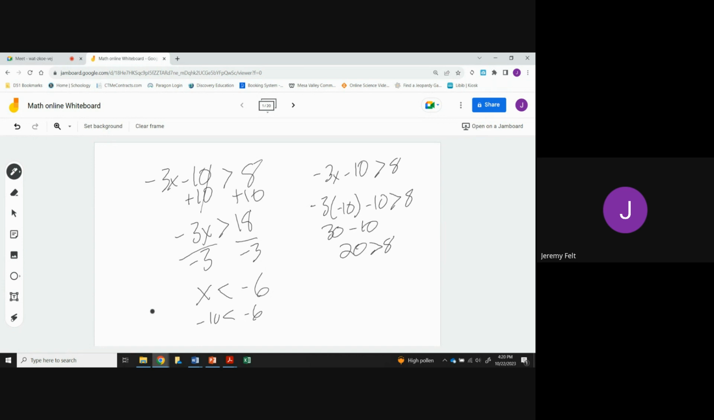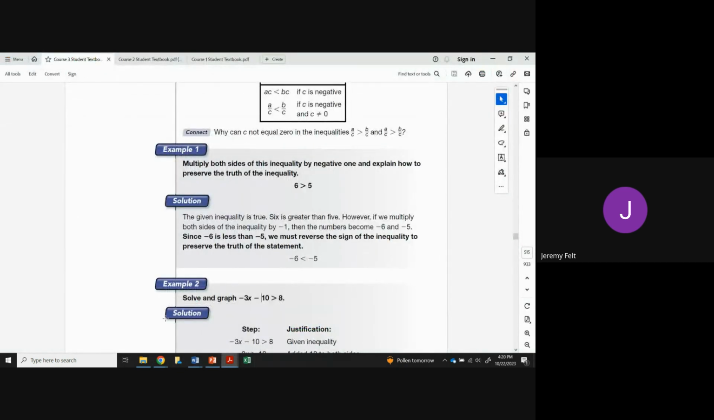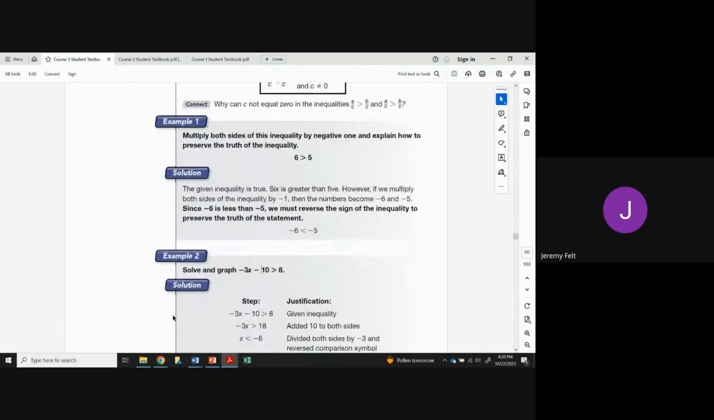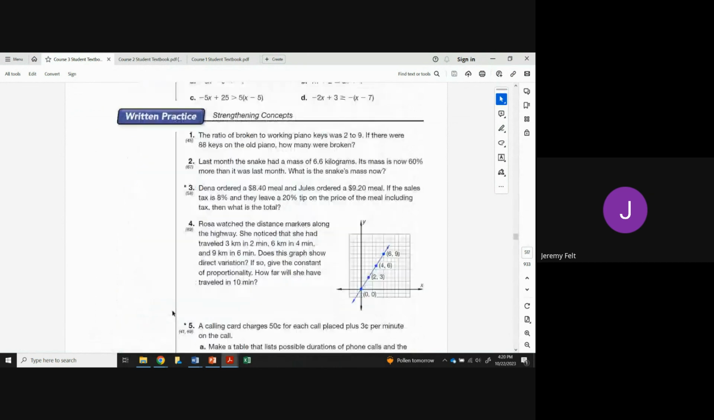When we have an equal sign, we're looking for one number that satisfies the equation. When it's an inequality, we're looking for a range of numbers that satisfy it. So that's just one extra step that we may have to do. So just be aware, if you're multiplying or dividing by a negative coefficient, you're going to have that one extra step. Let's see if we have any that are arranged.